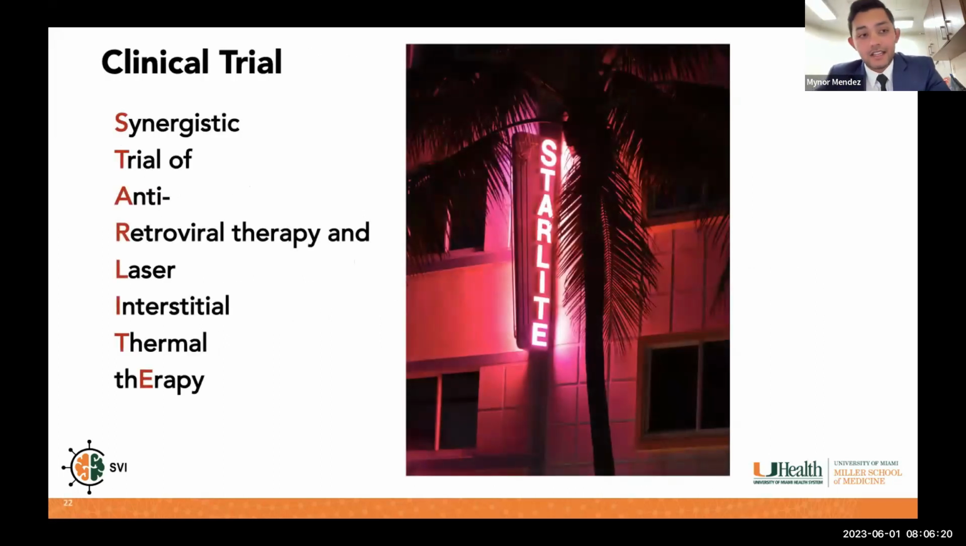And very excitingly here at the university, Dr. Shah will be beginning a clinical trial looking at the treatment using antiretroviral medications in patients with newly diagnosed GBM that are going to be treated with laser interstitial thermal therapy. And very fitting, the Starlight trial. This is a picture of the Starlight Hotel here in Miami Beach.